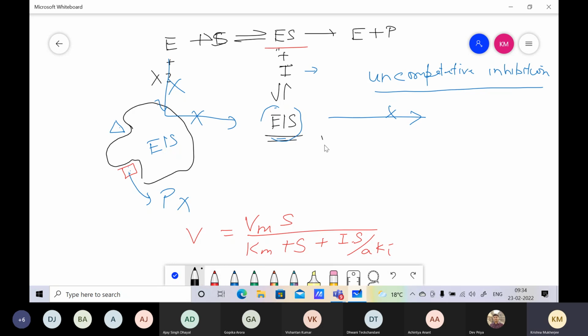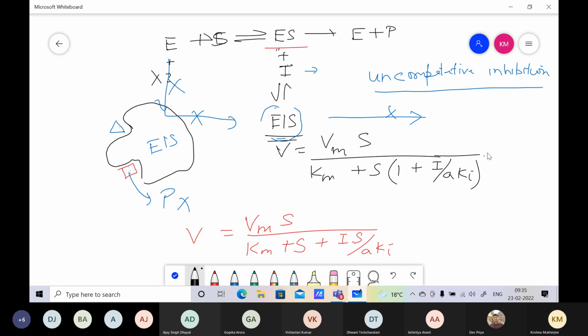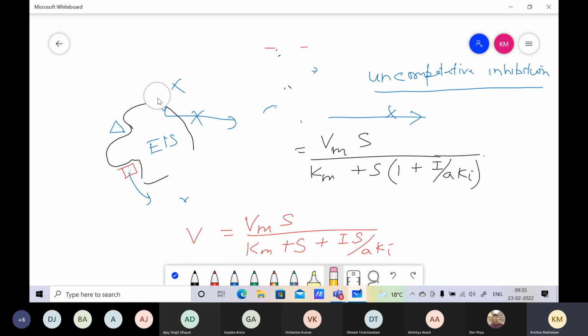So what is this? This is Vmax. V is equal to Vmax. Come on, let us have it. S upon Km plus S into 1 plus I by alpha KI, right? Is this all right? So let us work this out. So you can see that this is what is happening in the uncompetitive inhibition. So now tell me, Km is not Km apparent, right?